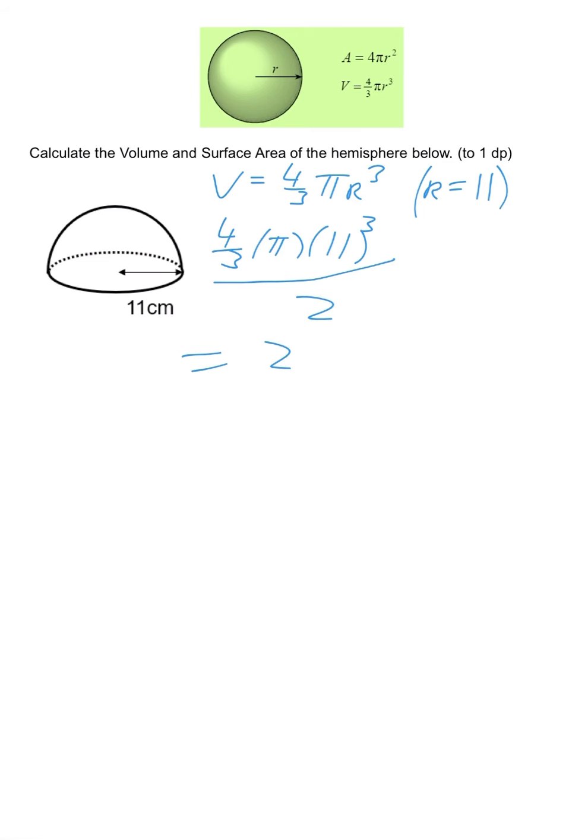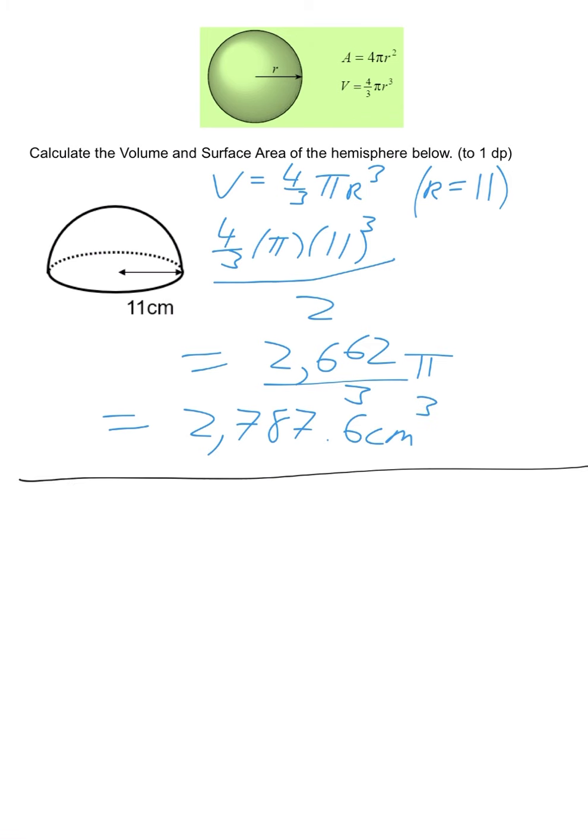And that is equal to 2,662 over 3 pi. Put to one decimal place, it'll be 2,787.6 centimeters cubed. Okay, now for surface area. So if the area equals 4 pi times radius squared, so we have 4 times pi times 11 squared, all then divided by 2, because it's half a sphere.